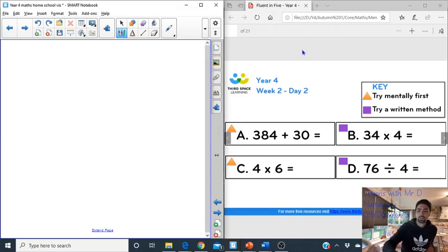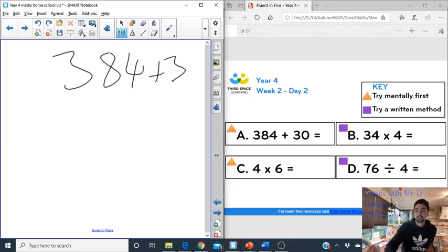The first one was 384 add 30. Now, what's interesting about this question is that we're only adding 3 tens. So that's really easy, isn't it? Because we can just count up in tens. You can either keep the whole number in your head and count up in tens, or you can partition the number and isolate the tens, get the tens on its own and add it up that way. I'll show you both those methods now.